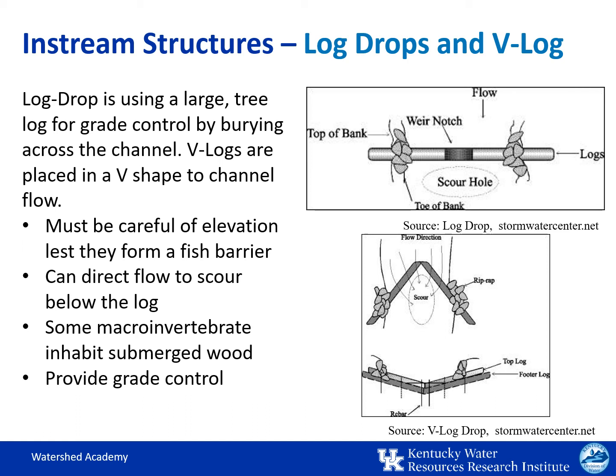As an alternative to the log drop is the V-log structure, in which two logs form a V pointing upstream. The logs are lowest in the center and raise in elevation as you approach the stream banks. This structure has the advantage of not potentially creating a fish barrier and is more effective at concentrating flows and creating scour pools below the structure.